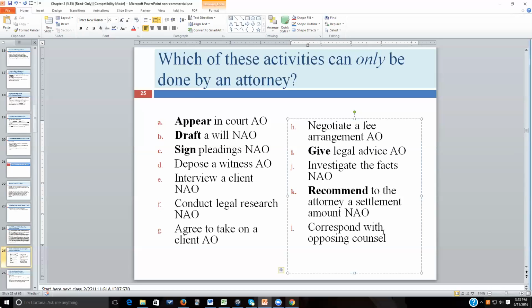Correspond with opposing counsel. This is not an attorney-only function. It's pretty common for the paralegal to send out correspondence to the court or to opposing counsel. Now, there are plenty of attorneys who like things going out to the attorneys to be under the attorney's signature. So I'm not saying that just because it's okay for the paralegal to send it out that it follows that that will be the way your office does things. But it's certainly not an ethical breach for the paralegal to send out letters to opposing counsel.